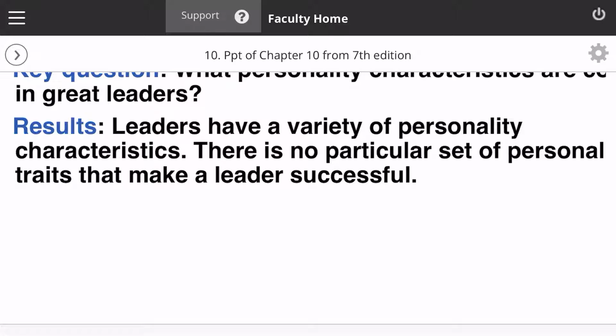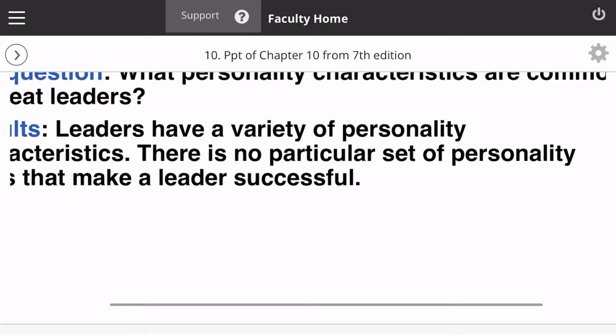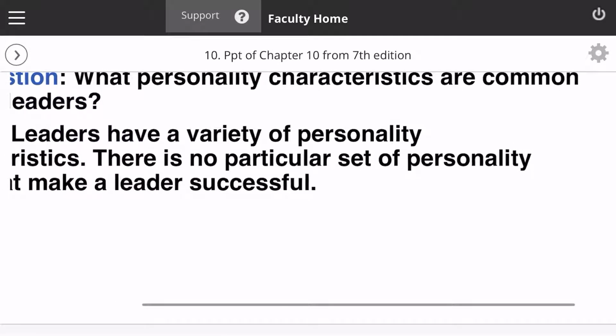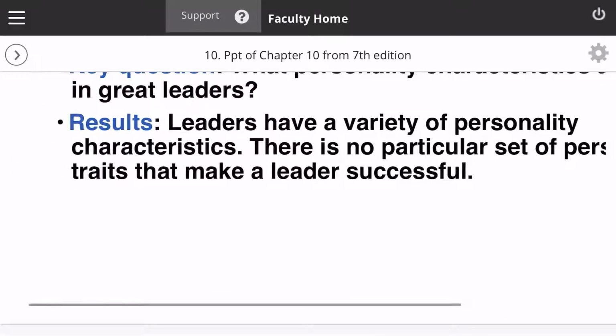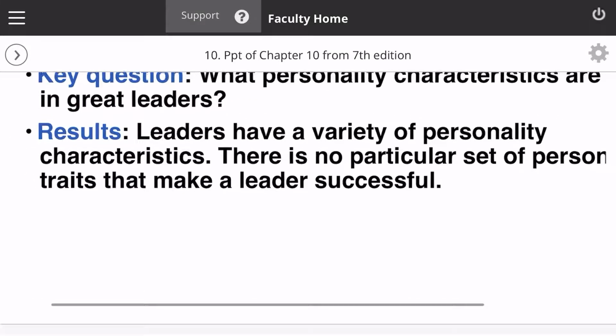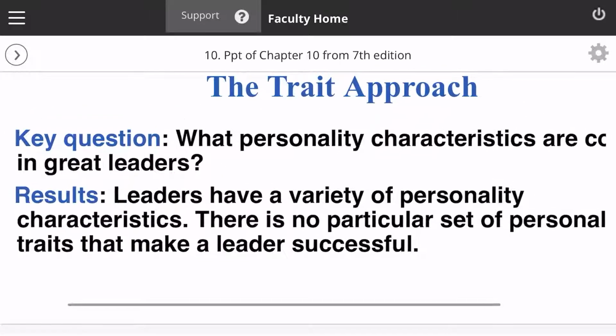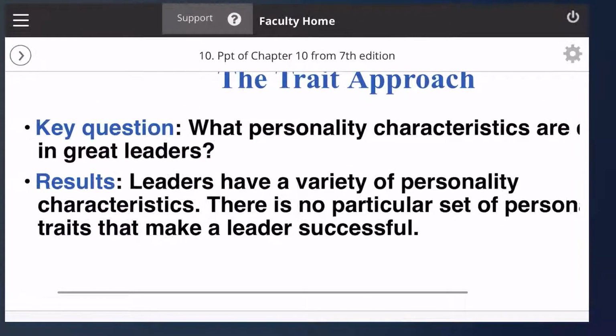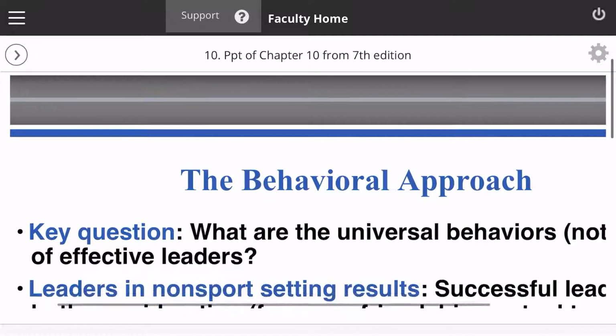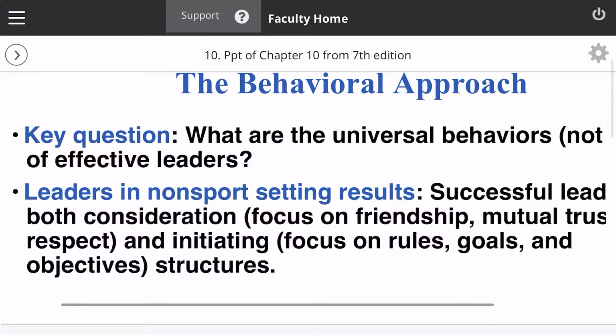There are a variety of personality traits, but over time we've come to see that there's not a particular set of personality traits, but there are, say, a number of traits to draw from. So moving from static traits, we get into behavioral theories.